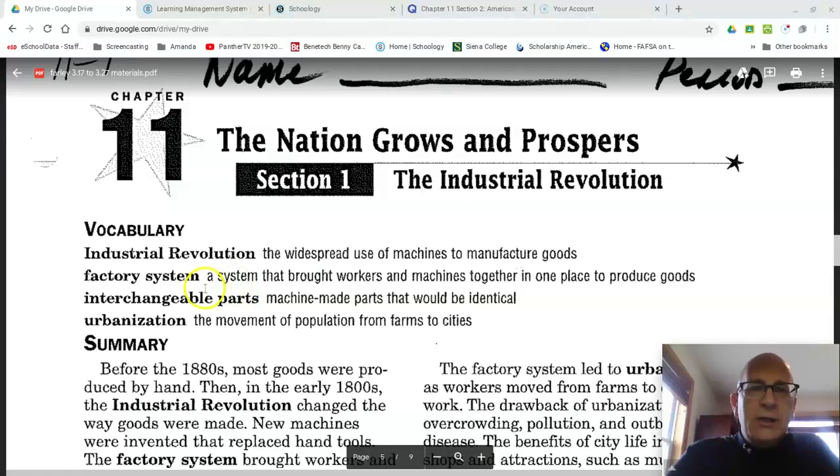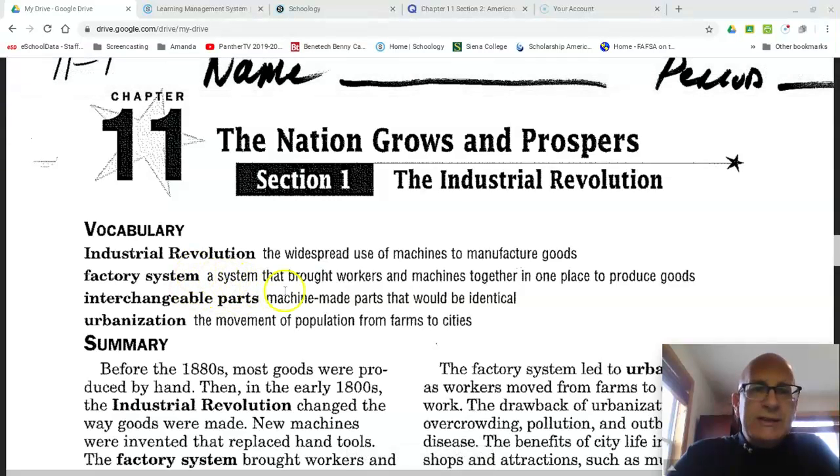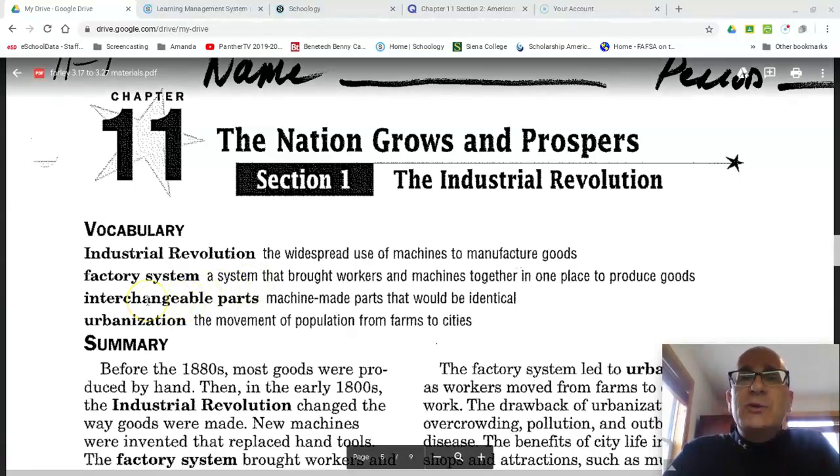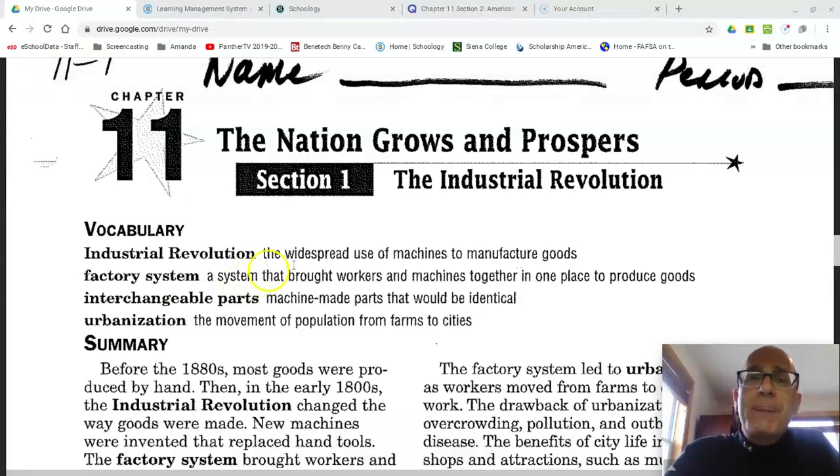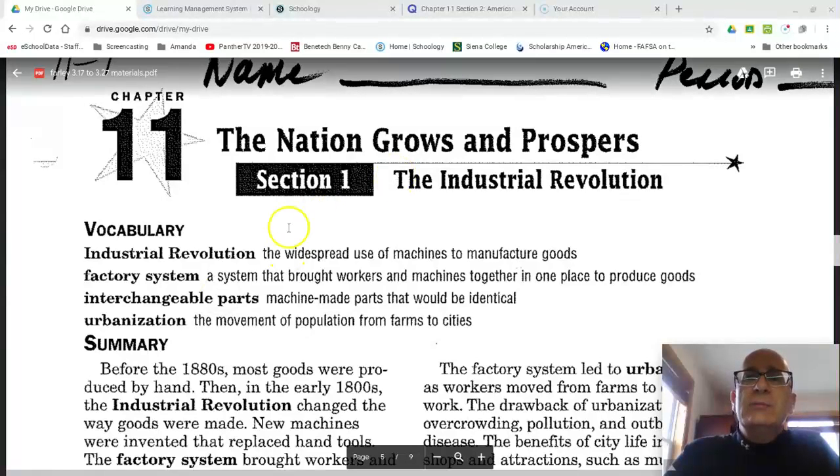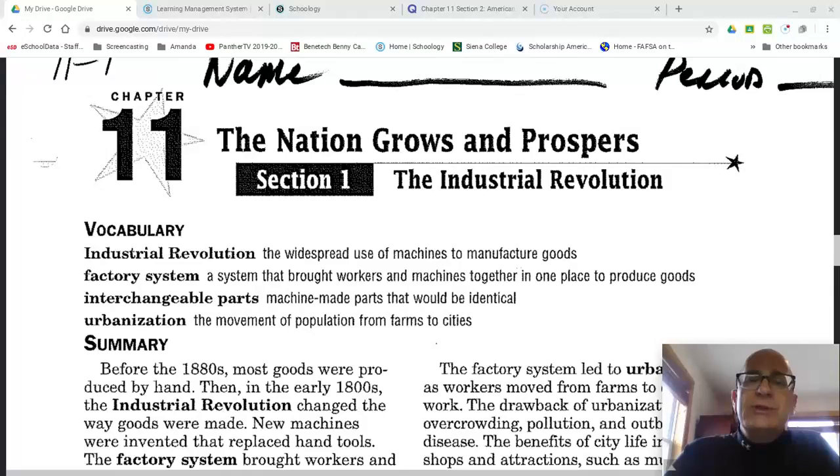So let's continue on by looking at some of the vocab we're going to see in this reading here. First term is the Industrial Revolution, which is the widespread use of machines to manufacture goods. Second term is factory system, which is a system that brought workers and machines together in one place to produce goods. Third term is interchangeable parts, which are machine-made parts that would be identical. One of the first items that we're going to see mass-produced using interchangeable parts would be a rifle that was sold eventually to the United States Army.